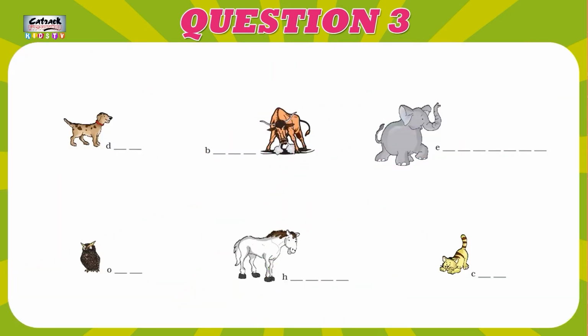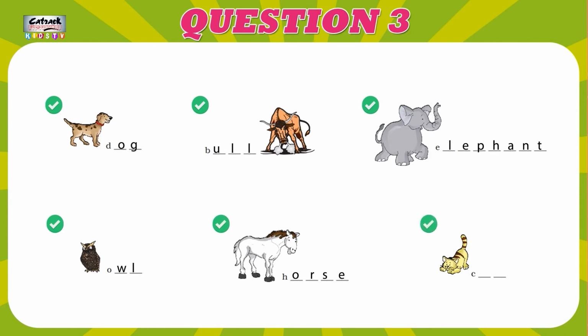Look at the picture and fill in the blanks. Dog. D-O-G, dog. Bull. B-U-L-L, bull. Elephant. E-L-E-P-H-A-N-T. Owl. O-W-L. Horse. H-O-R-S-E. Cat. C-A-T.